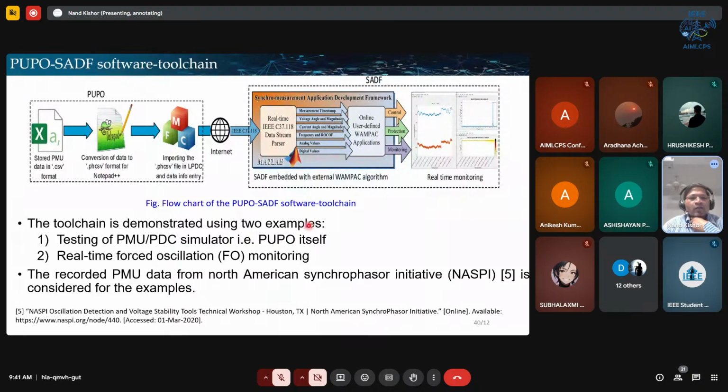Yeah. So we had it for demonstration, for testing the PMU PDC simulator, and then again for oscillation monitoring here, which was applied on the NASPI signal.